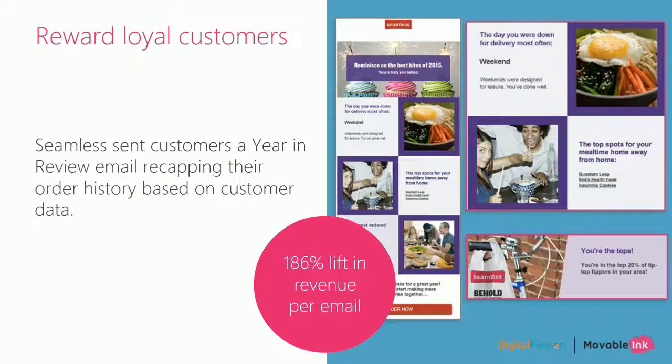Rewarding loyal customers is also a big part of any dining program. What we found is that consumers love to see information about themselves, and by using existing data that's on file, you're able to really tell a story about your customer's relationship with your brand. For this example right here, it's done for Seamless. They're telling you the time of the week that you order the most, your top restaurants, and if you're in the top tipping percentage in your area. They saw 186% lift in revenue per email from this one campaign they launched. Really just goes to show you that people want to be involved with your brand and they really want to hear the story between the two of you.